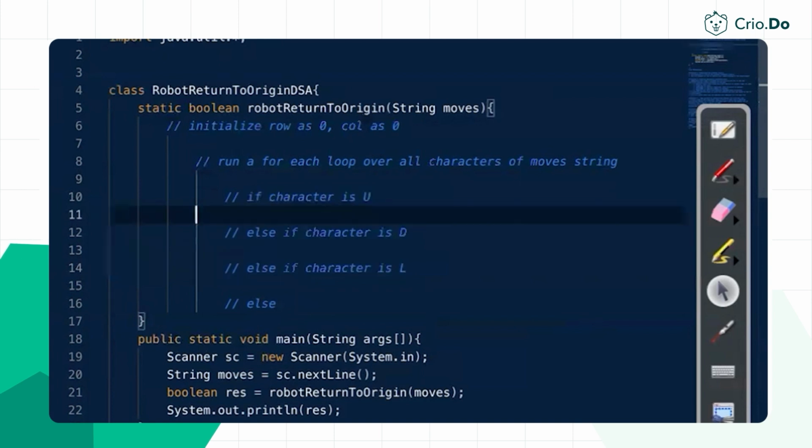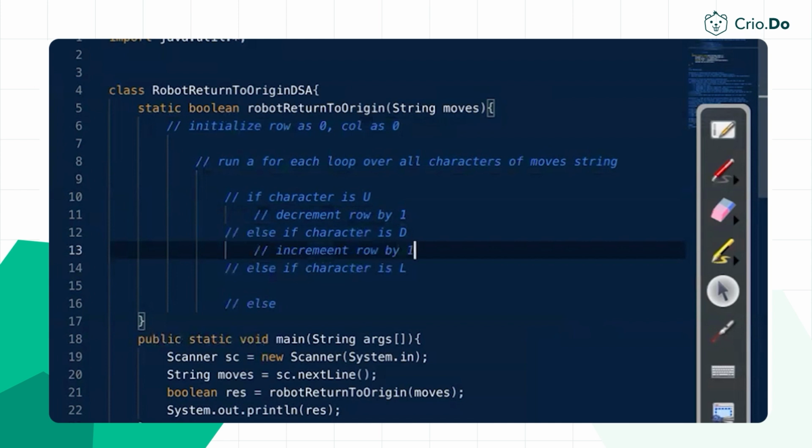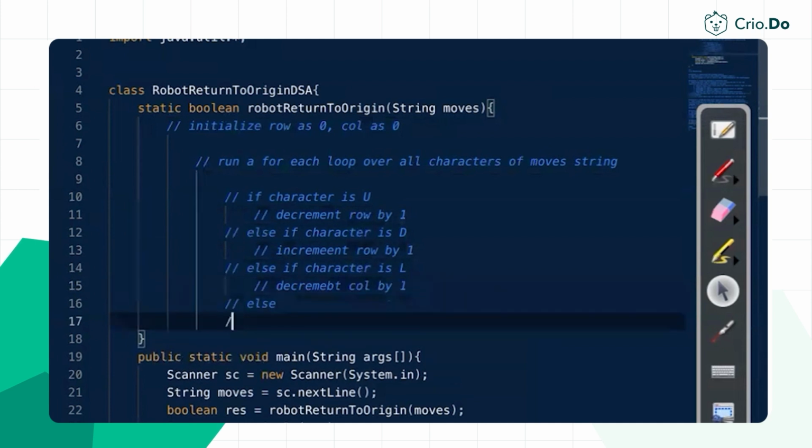If the character is up, how to go up? By decrementing the row, by going to the previous row. So decrement row index, row value by 1. Going down means exactly opposite. That is increment row by 1. However, when you are going left or right, it is about columns. If going left, you are decrementing the column by 1. And if you are going basically the right side, you are incrementing the column by 1. That is going to the next column.